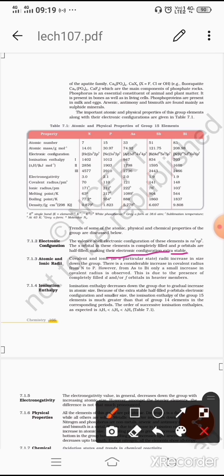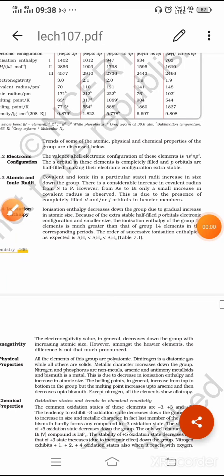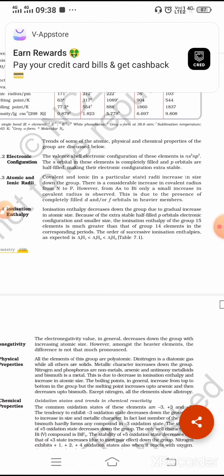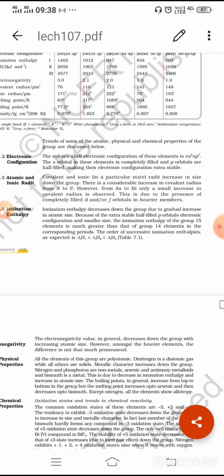Now coming to another property, atomic and ionic radii. What are atomic and ionic radii? We already know these terms. Atomic radii means the distance from the nucleus to the outermost shell. And ionic radii is the distance from the nucleus to the outermost shell having the electrons adjacent to the neighboring atom. Now, what is the variation in these two?